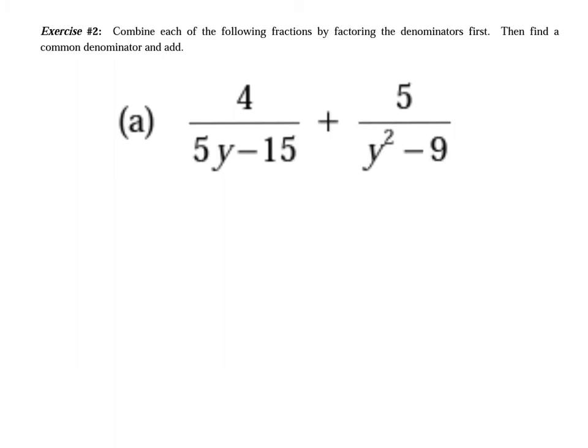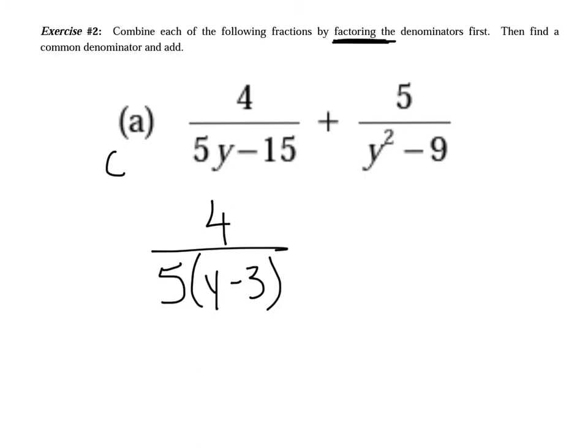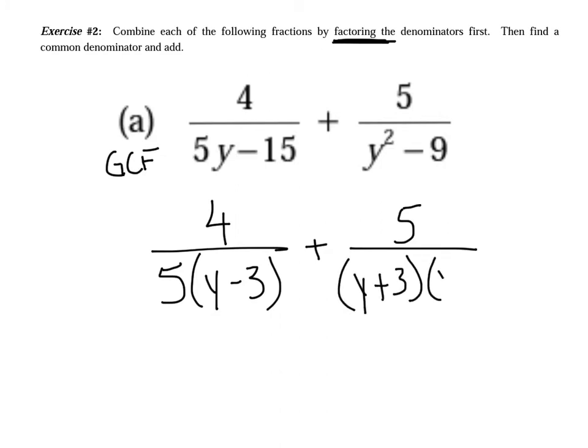Okay, so as the directions imply, we need to get these rascals factored first. And so that first fraction is really 4 over 5 times the quantity y minus 3. How did I factor it? Well, by golly, I pulled out a GCF right there. All right, plus 5 all over, I'm thinking y plus 3 times the quantity y minus 3. What technique did I just use? I used a difference of 2 perfect squares. And now we have it factored completely.